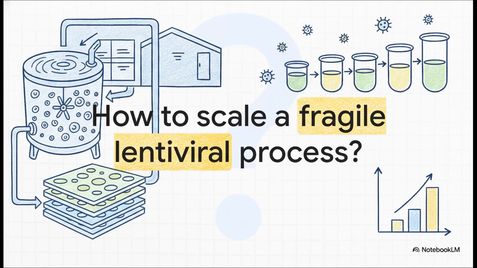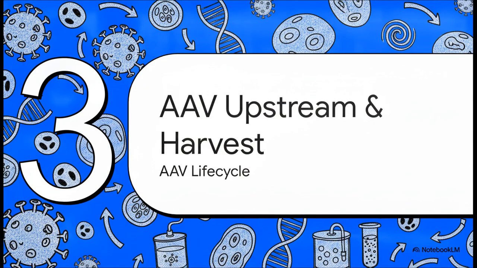Well, the main anticipated benefit of transferring their process from an adherent format over to a suspension culture is improved scalability. By moving to suspension, Vectra can simply increase their bioreactor size rather than building an entire warehouse full of flat cell culture vessels. It's definitely a complex transition, but it's absolutely essential for making these therapies accessible at a massive commercial scale. And that brings us to section 3, AAV upstream and harvest.